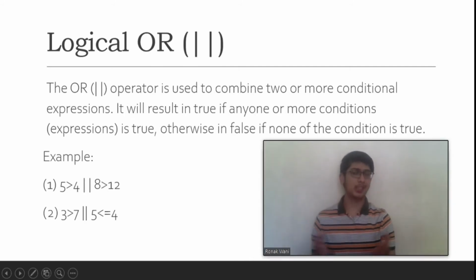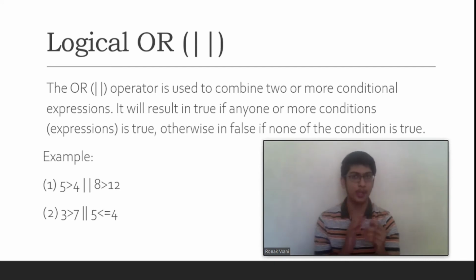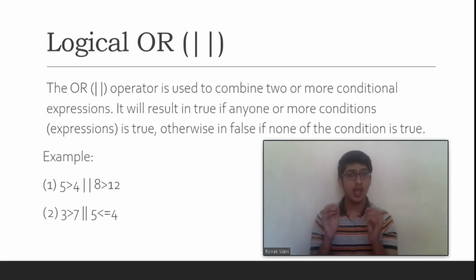Let us understand what the logical OR operator is. So, the logical OR operator is used to combine two or more conditional expressions. It will result in true if any one or more conditions are true, otherwise false if none of the conditions is true. So by that I mean that the logical OR operator will result in false only if all the conditions in the expression are false. Let us consider two examples in the slide for better understanding.